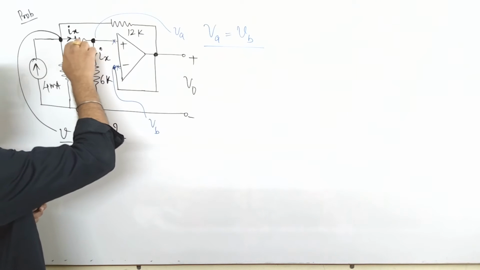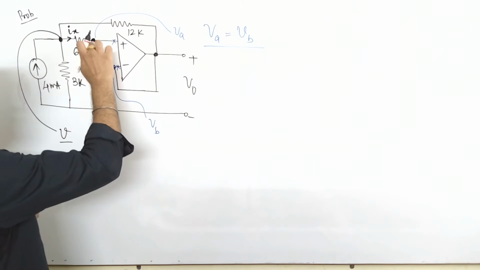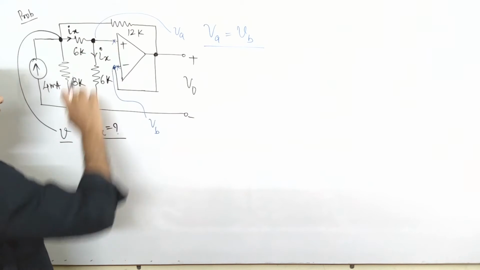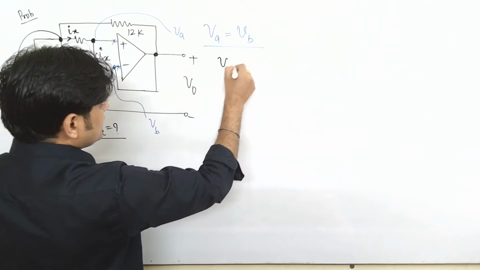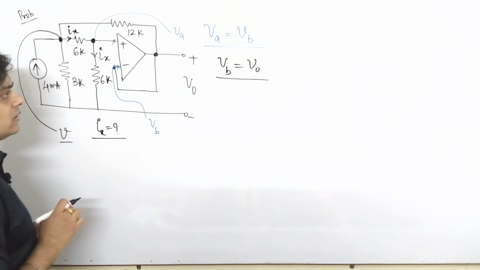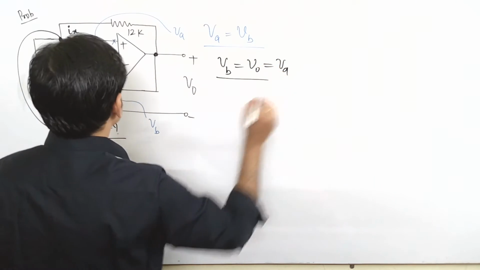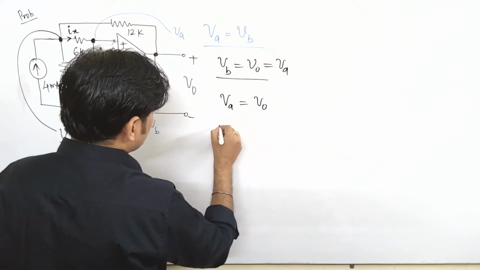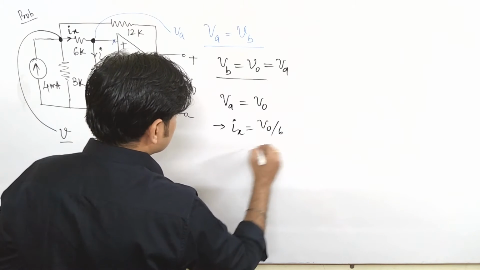Since this current is commonly flowing here in this manner, whatever the potential here, you can say that VB and VA are equal, and here VB is basically V naught. The value of VB and V naught is equal. So that is equal to VA also. Or you can say VA is V naught, and the value of Ix is basically V naught upon 6.